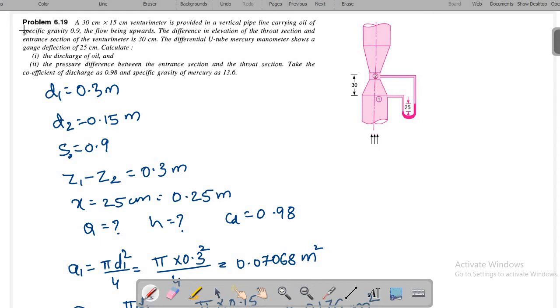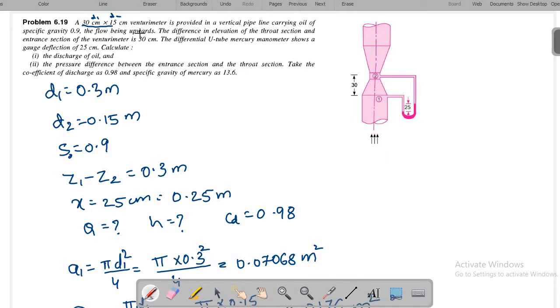Okay, now we are going to discuss the next problem. Venturimeter 30 centimeter by 15 centimeter. Remember, this 30 centimeter by 15 centimeter is nothing but the inlet diameter D1 will be this and D2 will be this. Okay, so this "by" is not indicating a box dimension, remember.